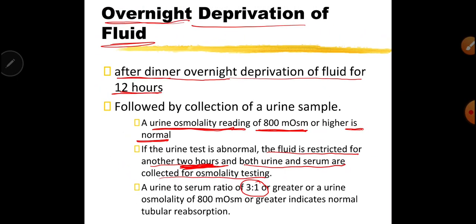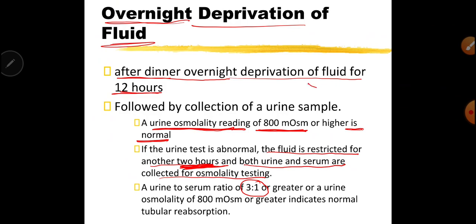Let us repeat it briefly. The kidney can be evaluated for tubular reabsorption using a test called overnight deprivation of fluid. The patient is not allowed to take fluids for about 12 hours. After 12 hours, if the patient has a concentration of urine with urine osmolality of 800 or more, this is normal and this is good for tubular reabsorption. If the patient has less than 800, this is abnormal. To confirm that this is abnormal, we need to wait for another 2 hours of water deprivation. After the 2 hours, we have to evaluate the osmolality of blood and urine.